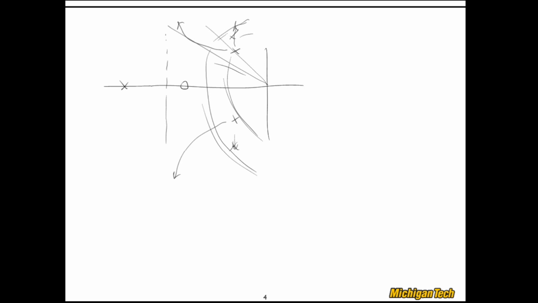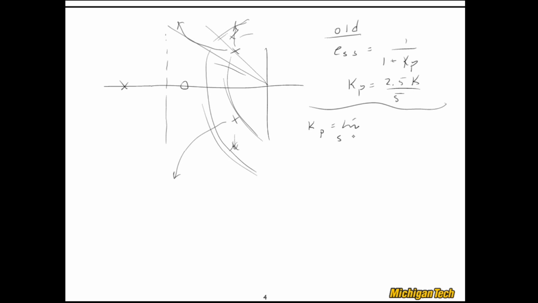Let's just look at one more thing before we actually go through the design. Remember that what we had before for steady state error was, this is for the old case, proportional control. We had steady state error was 1 over 1 plus Kp. Well, that's always true. But Kp was equal to 2.5 K over 5. Now let's look at what happens with the lead compensator. Steady state error is the same, but Kp, which is the limit as s goes to 0 of DG, is now equal to 2.5 K, the location of the zero, z, over 5p.